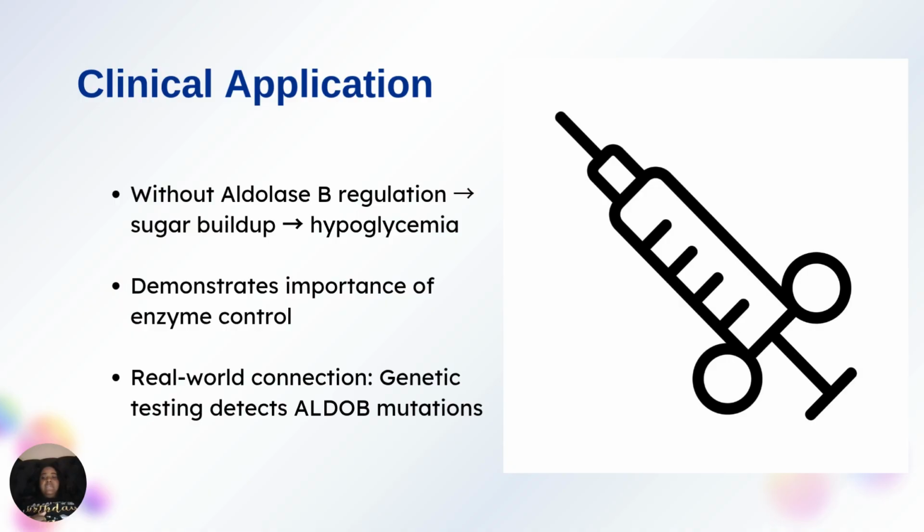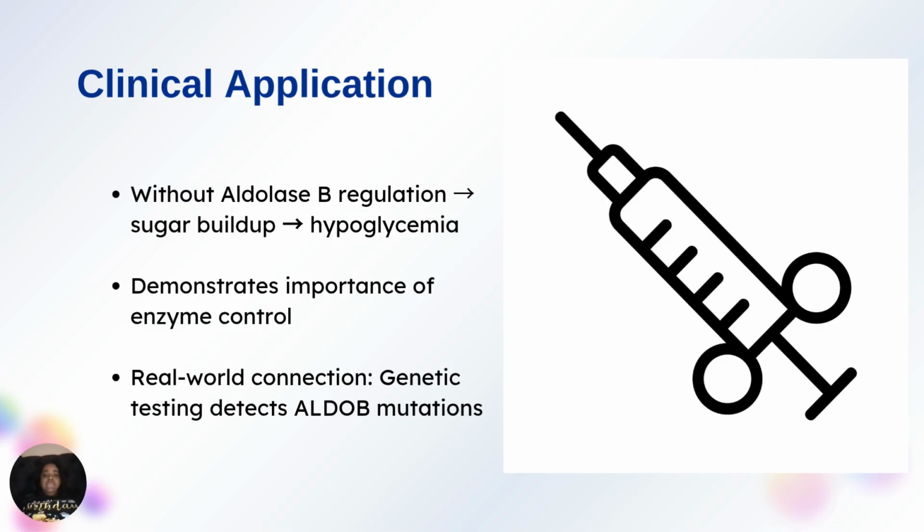As stated, if Aldolase B is underexpressed or defective, fructose and glucose intermediates accumulate, trapping phosphates and depleting ATP in the liver cells. This results in low blood sugar, cellular stress, and even liver damage. This is one of the reasons why geneticists and metabolic specialists use gene testing to detect ALDOB mutations early. Understanding biochemistry is not just academic, it can save your life. Careers in biochemical genetics, molecular diagnostics, and medical research all rely on this kind of enzyme pathway knowledge. So let's wrap this up.